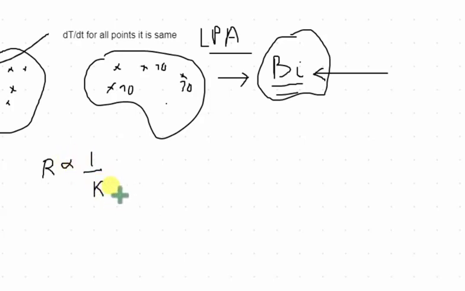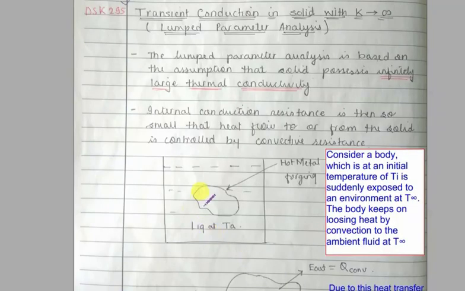So if your K value tends to infinity, what will happen? Your resistance will be very less. And when the resistance is very less, you will find the temperature uniform at all the locations. So for lump system analysis, we consider that the material has infinite thermal conductivity, that is, very large. When this K value is very large, automatically the resistance offered will be very less. So this is the assumption that we have made.